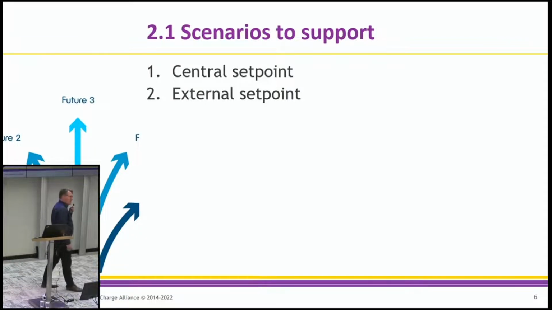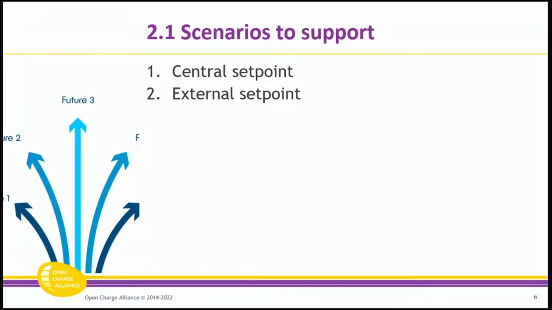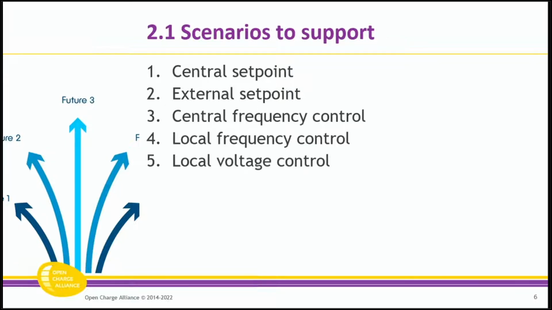Let me go through with you the scenarios that we plan to support. We had two use cases: central setpoint and external setpoint, where the central system sets a setpoint in the first case, and in the second an EMS, energy management system, sets the setpoint. Then we had three cases for grid stability: central frequency control, local frequency control, and voltage control with reactive power.